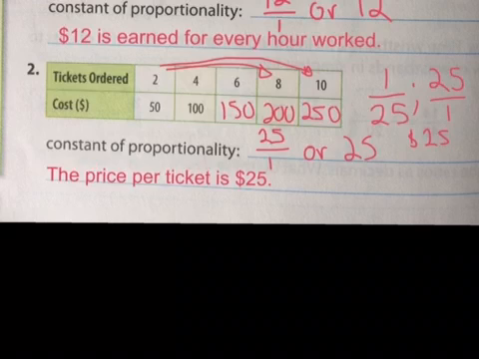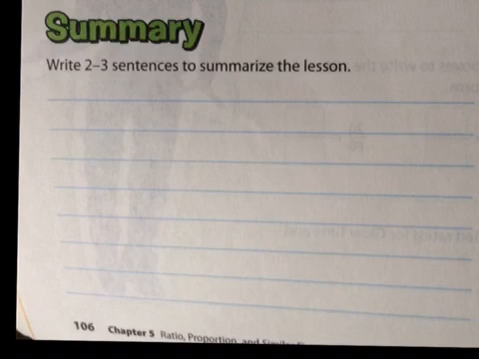So the constant of proportionality is 25 to 1, or we can simply say it's just 25. The price per ticket is $25. Please go ahead and copy all this down as a key answer, especially this part right here in this sentence. And lastly, you can go ahead and write your own summary in two or three sentences on what you learned.